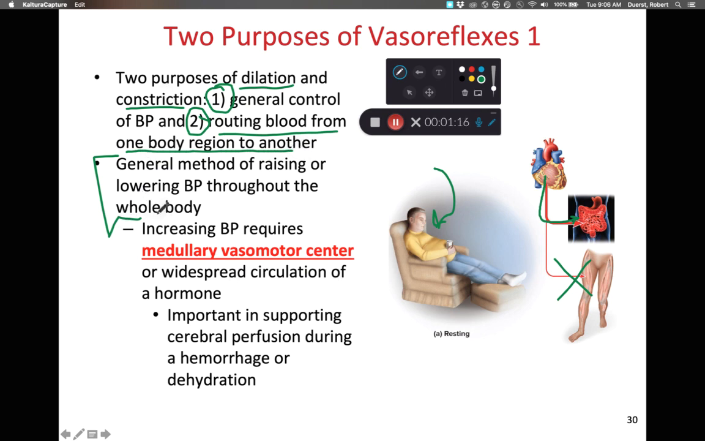When we look at general control of blood pressure, to generally increase blood pressure in our body means that the medullary vasomotor center is going to have to be upregulated. And we're also potentially going to have widespread circulation of a hormone like angiotensin 2, for example. And this is important. We need to have a minimum blood pressure, particularly in our brain, so that we can have cerebral perfusion. In other words, so that we can allow for our brain to have enough nutrient exchange, even if we're experiencing blood loss through a hemorrhage or fluid volume decrease of our blood because of dehydration.